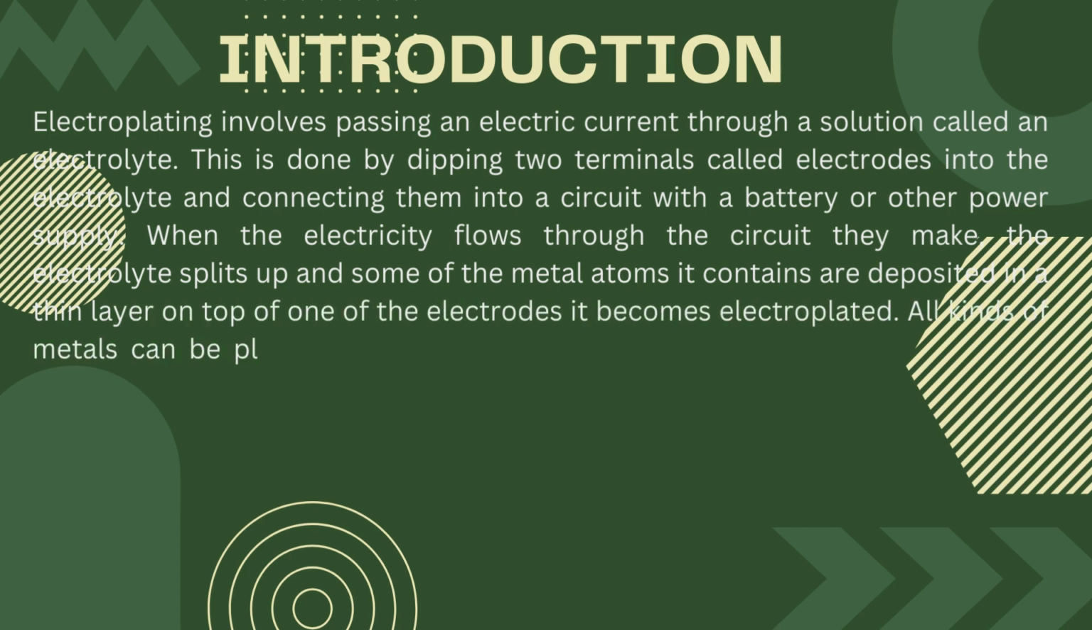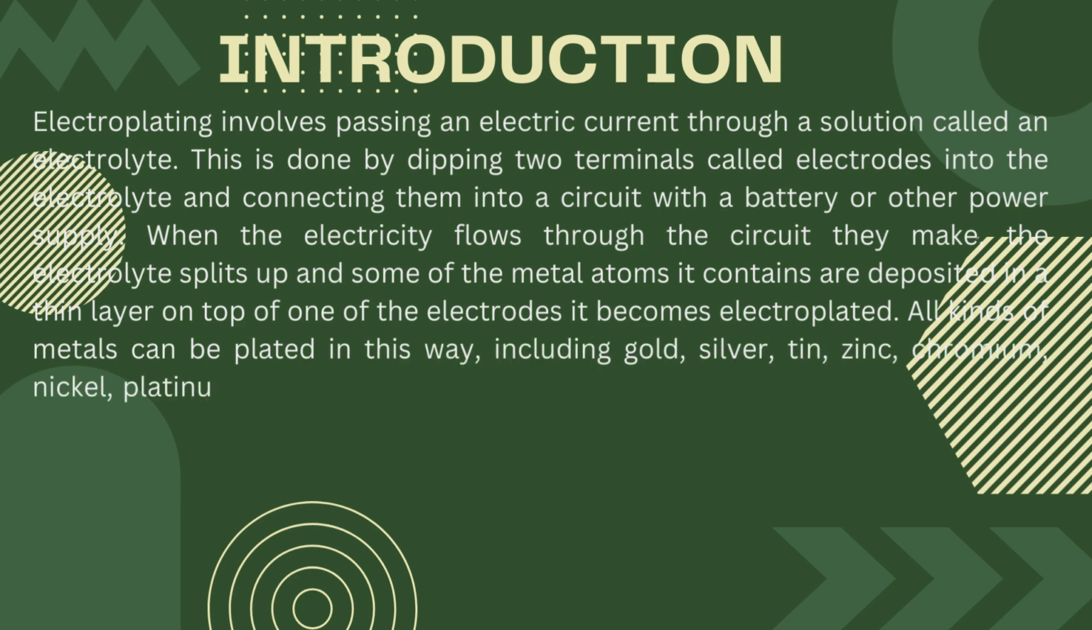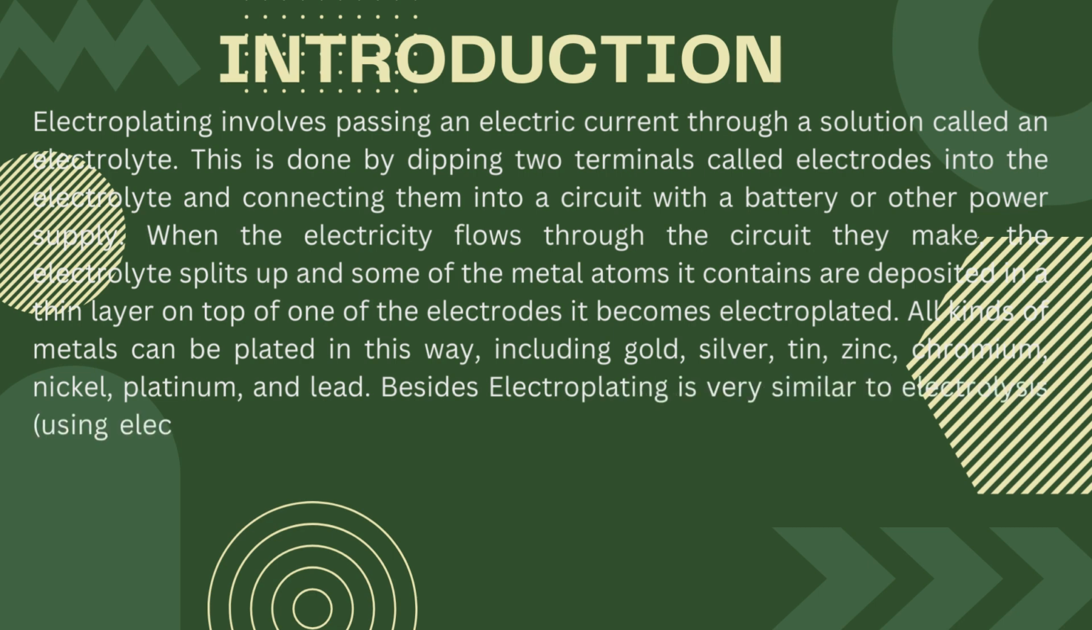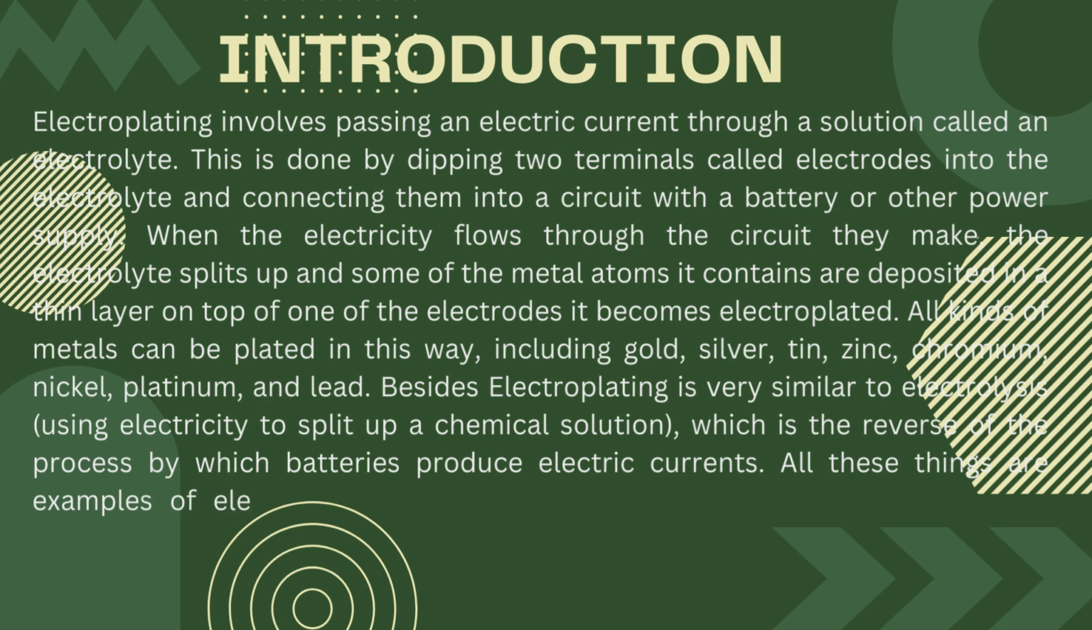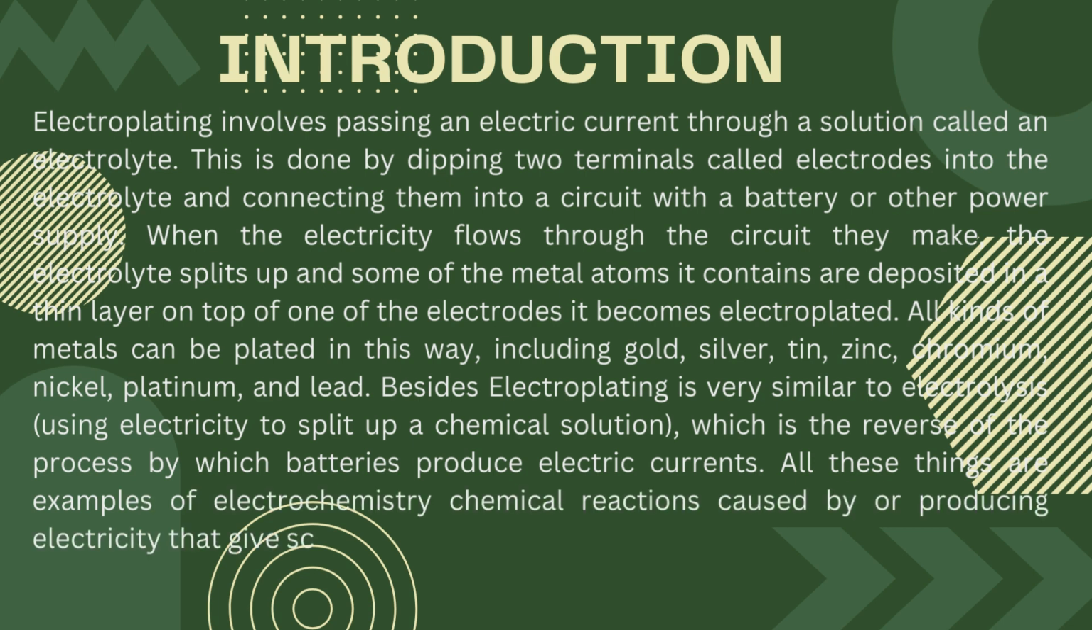Many kinds of metal can be plated in this way, including gold, silver, tin, and nickel. Besides, electroplating is very similar to electrolysis, which splits a chemical solution, and is the reverse of the process by which a battery produces electric current. All these things are examples of electrochemistry, chemical reactions caused by or producing electricity that give scientifically or industrially useful end products.